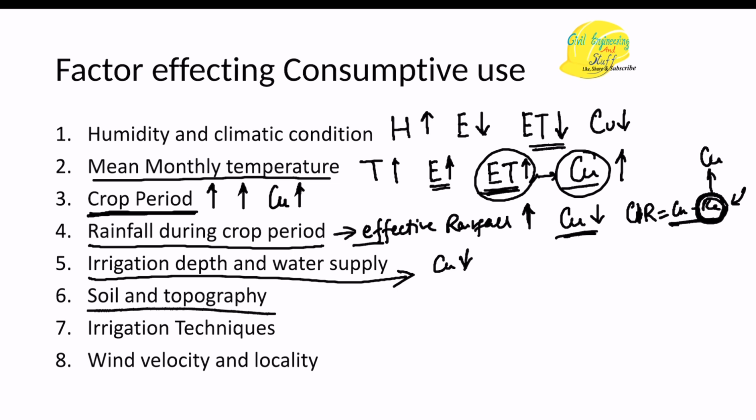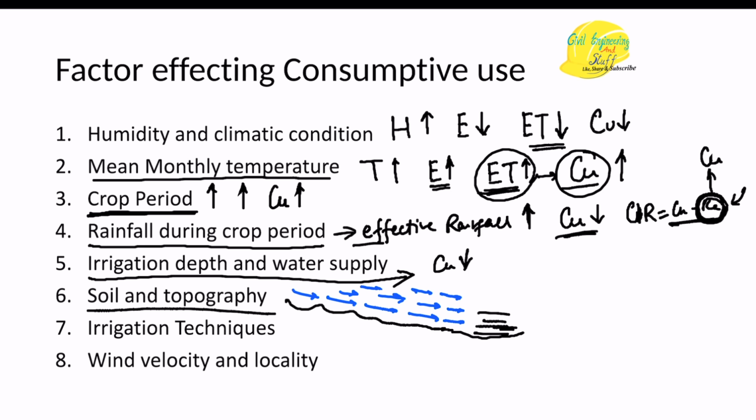Then we have soil and topography, irregular topography. If we have irregular topography, then the rainfall water or any water that is supplied to fulfill its consumptive use will move forward and basically be collected at one site, right? So in irregular topography and irregular plains, the consumptive use requirement becomes somewhat higher. We need to supply more water to fulfill the evapotranspiration need of the crop.